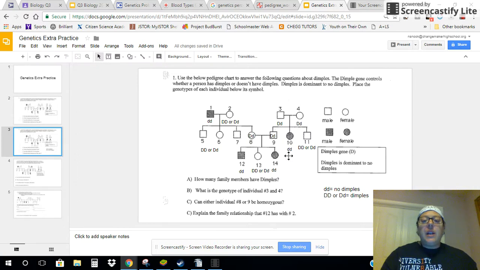This individual, number 10, is automatically little d little d. They do not have dimples. And number 11, we don't know for sure, but we know they have a big D in there somewhere.